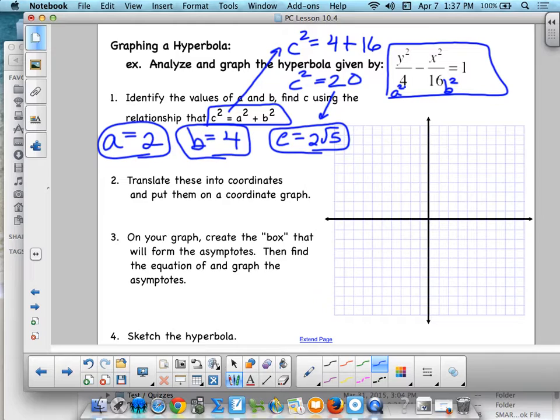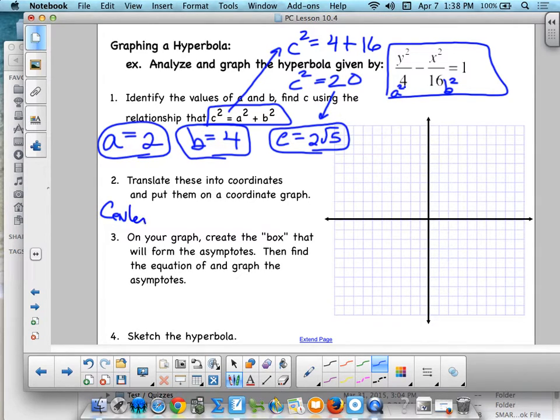Okay, translate these into coordinates and put them on the coordinate graph. Where, what does this a value tell me? Oh, wait, sorry. Let me back you up.